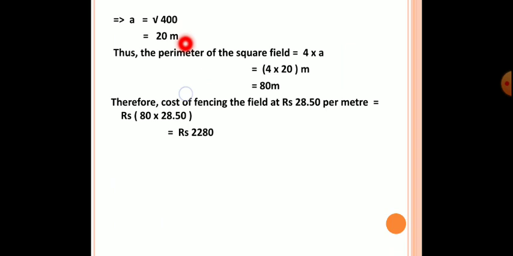So from this, we can find out the perimeter of the field. So thus, the perimeter of the square field equals 4 into a, that is 4 into 20, that is equal to 80 meter. Now we need to find out the cost of fencing the field. So we already know the perimeter. We just have to multiply it with the cost per meter. So therefore, cost of fencing the field at rupees 28.50 per meter is equal to 80 into 28.50, which is rupees 2280.